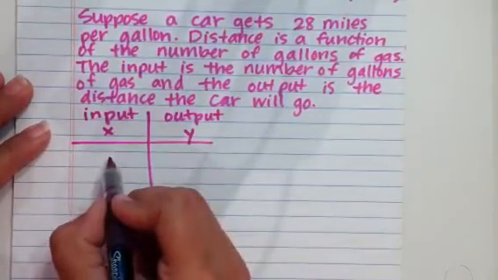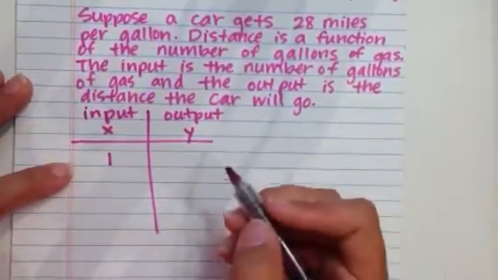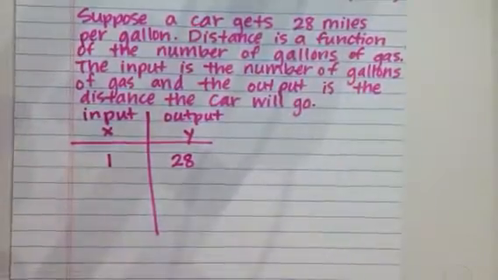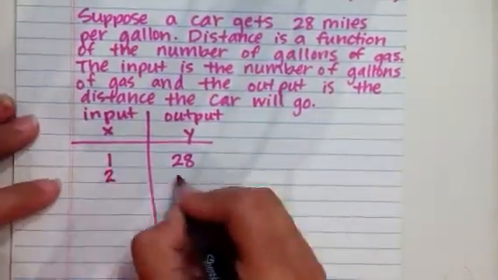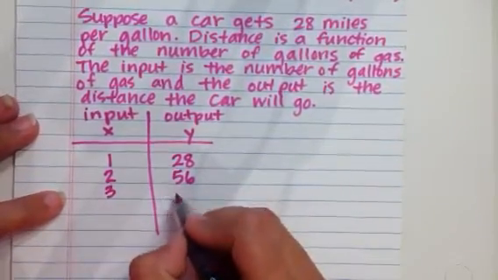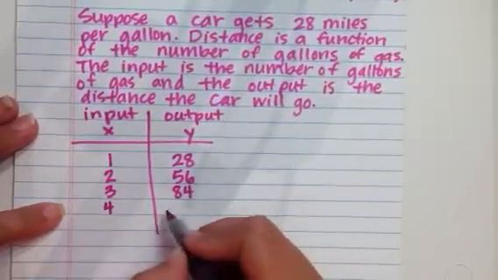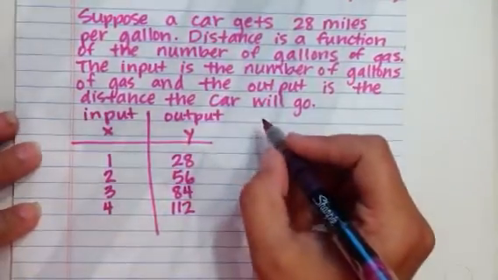So if I put 1 gallon of gas in the car, how many miles will the car go? Well, it gets 28 miles per gallon. So on 1 gallon, it'll go 28 miles. On 2 gallons, it'll go 56 miles. 3 gallons, it'll go 84 miles, or 4 gallons, it'll go 112 miles. Okay, this is my table of values.